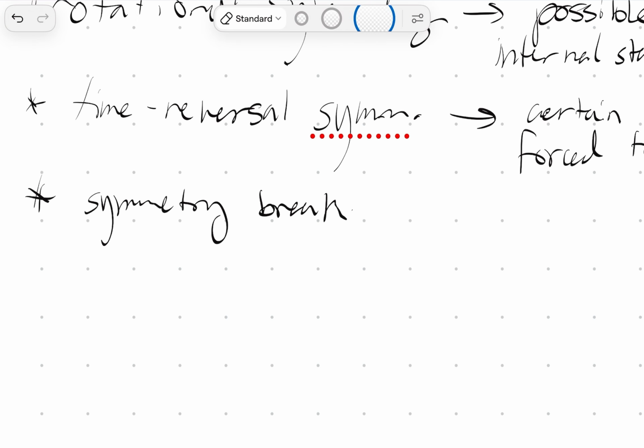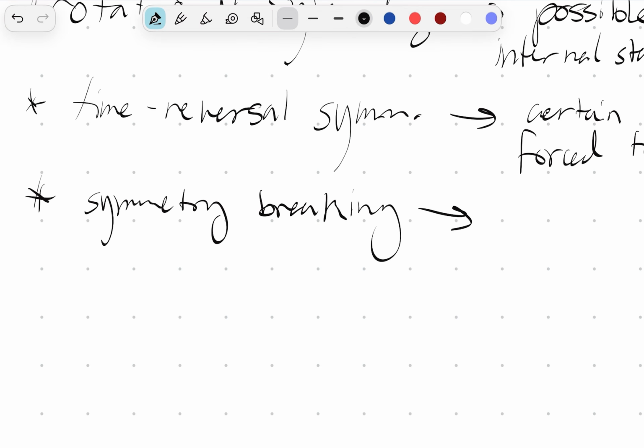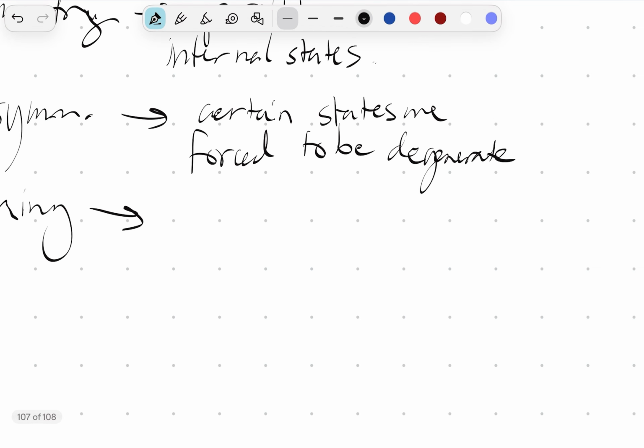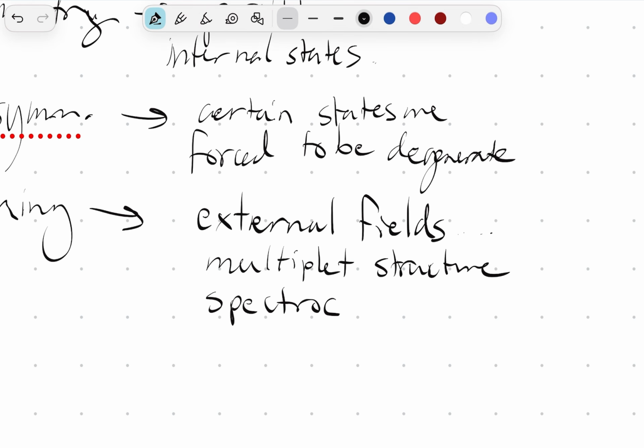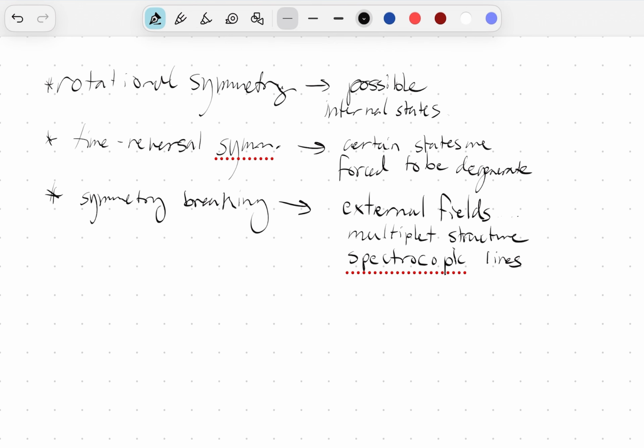And symmetry breaking, sorry, kind of tweaking out. Symmetry breaking comes from external fields. So the symmetries that get broken, they reveal underlying multiplet structures. They indicate these spectroscopic lines. So that's the importance of spin.